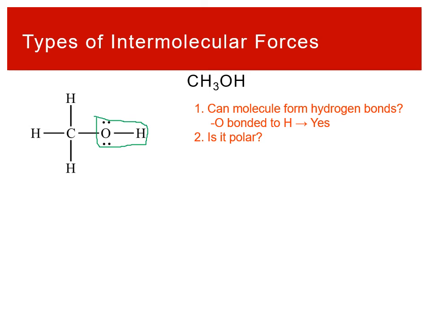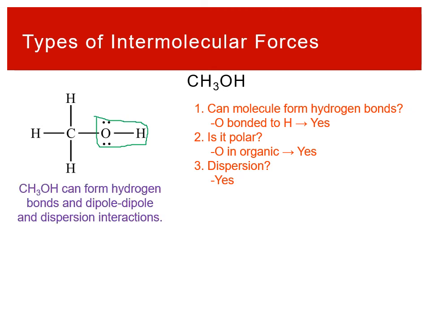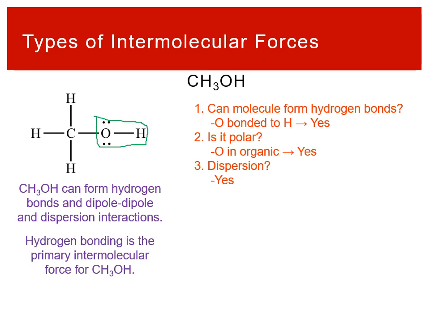Is it polar? Well, it's C and H like we saw previously, but now there's that oxygen in there, so we certainly would expect that it's probably polar because of that oxygen. Also, because it can form hydrogen bonds, once we know that, we are done. That's a polar molecule. Can it form dispersion? Yes, because all molecules can form dispersion interactions. So CH3OH can form, again, all three types of interactions, but hydrogen bonding is primary.